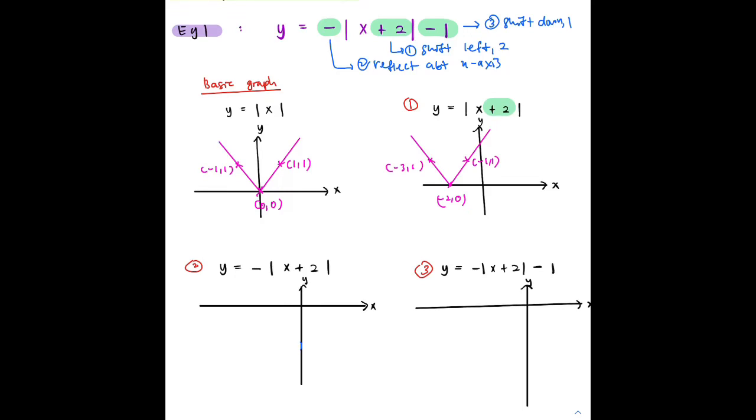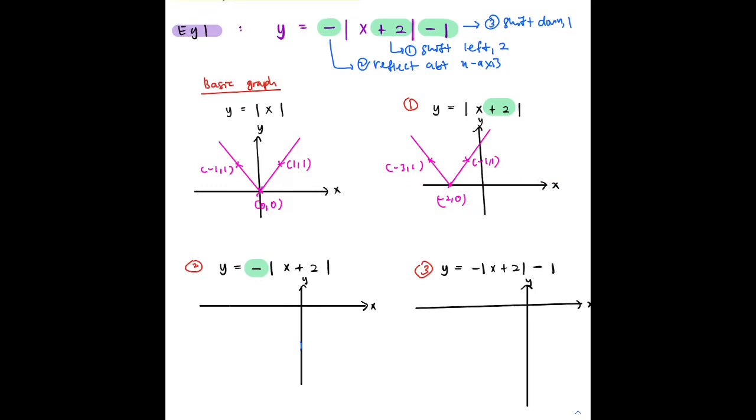Now let's see the next one, which is reflect about the x-axis. So this is concerning this transformation here. From this graph, you need to reflect about your x-axis. So this is the graph. Now you want to reflect about your x-axis, so the graph is going down. Since you have a mirror here, the graph will go down like this.